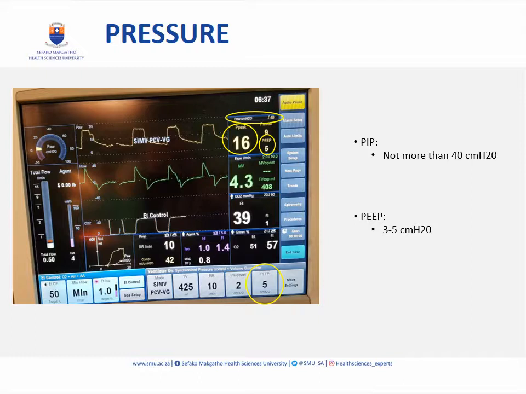Good. In patients with acute respiratory distress syndrome, you can go much higher with your PEEP, but remember that it may start to influence other systems in the body. For example, your right ventricular preload will decrease and the right ventricular afterload will increase. So that's going to affect your cardiac output.